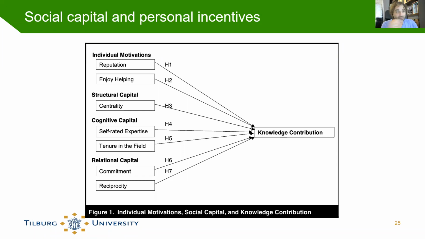And Wasko and Faraj said, okay, we measure structural capital with the centrality measure, how many people you know. We measure cognitive capital with expertise and your tenure in the field, so how long you're part of the field. And relational capital with commitment and reciprocity. And then they come up with a bunch of findings, but I must say that in this case, the way that they measured it and the specific results are not the good thing about this paper.